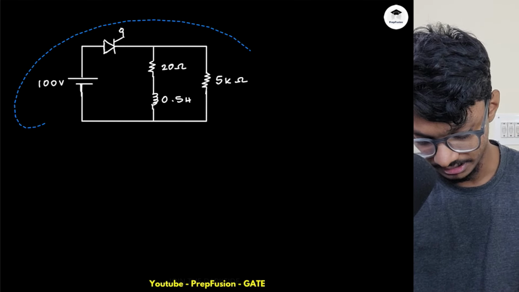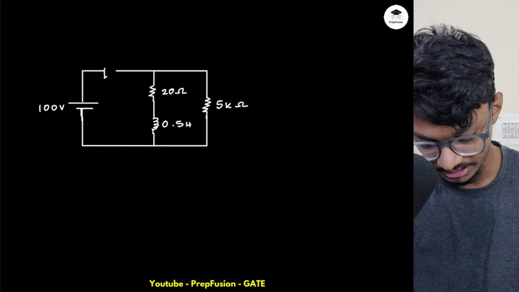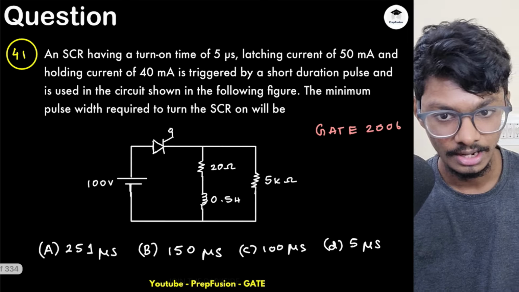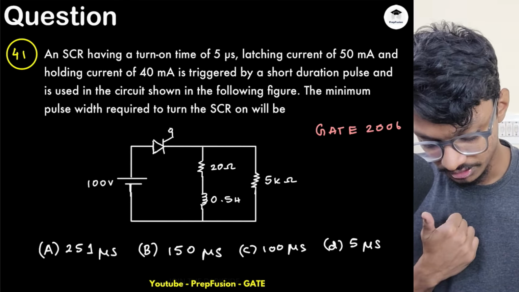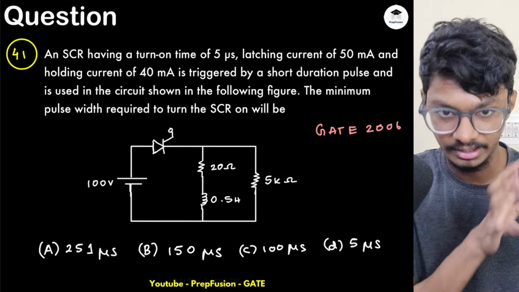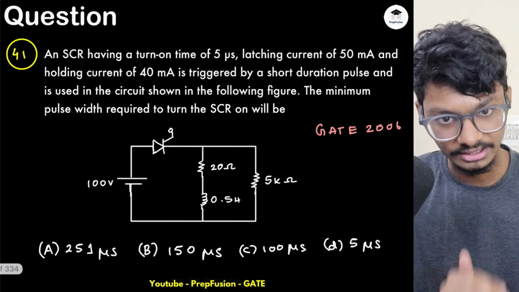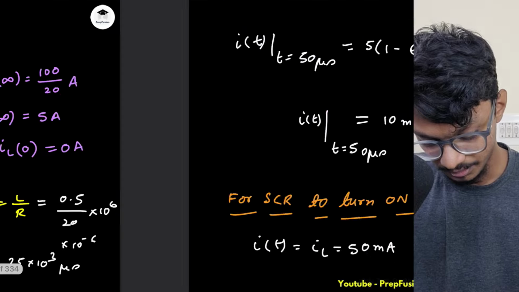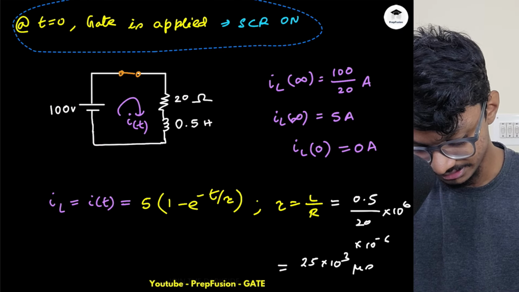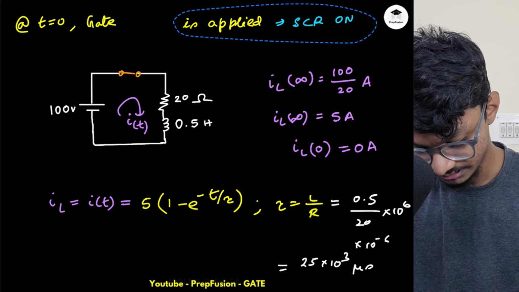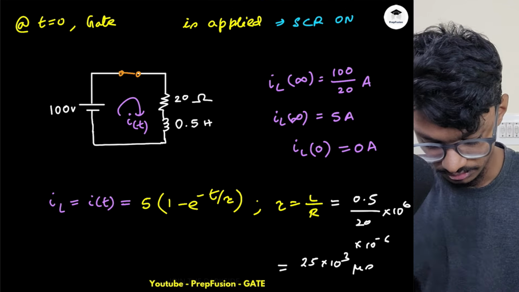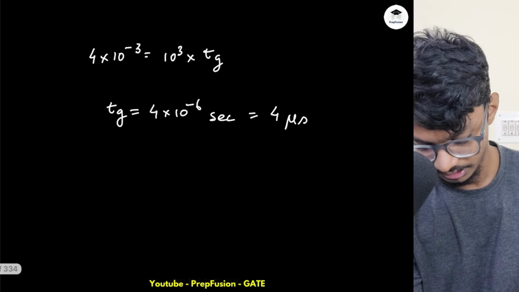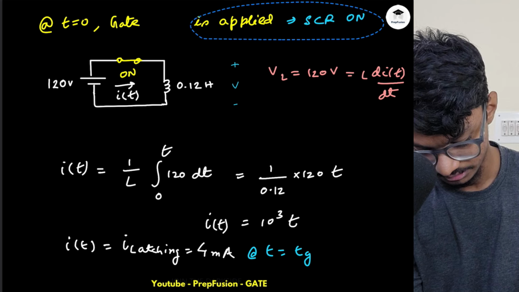So if the SCR is in on state, at t equal to 0, I will assume that I have applied a gate pulse here, and the SCR turns on instantaneously just after applying the gate pulse. Even though we should give the SCR a time of 5 microseconds, I will explain that later on. But for now, assume that the SCR instantly turns on as at t equal to 0, I apply a gate pulse. Here this should be gate signal, not gate is applied, gate signal.